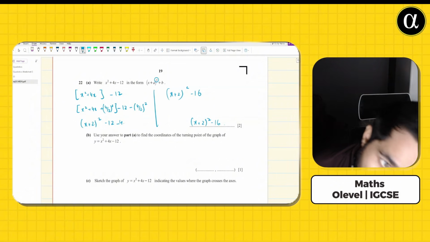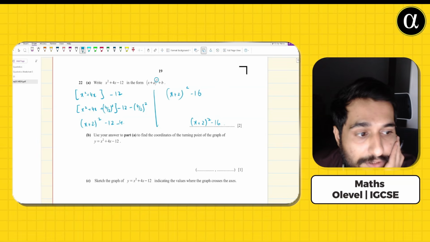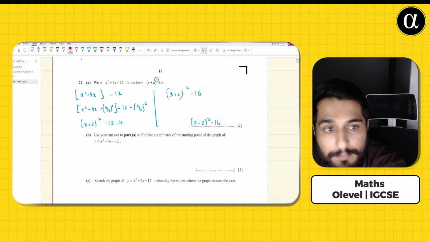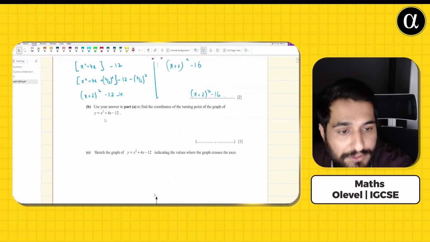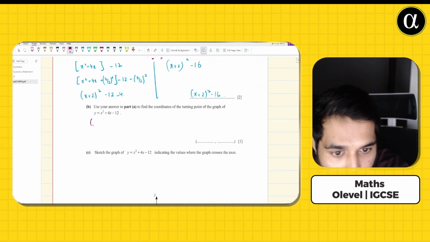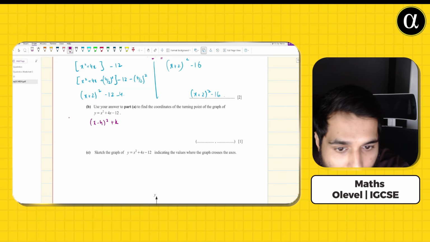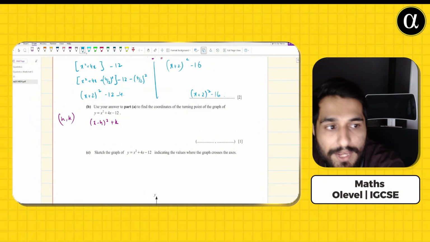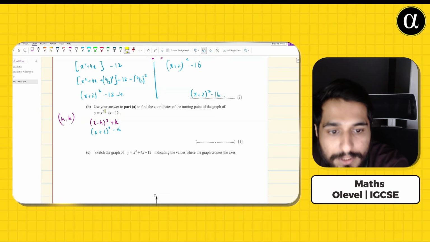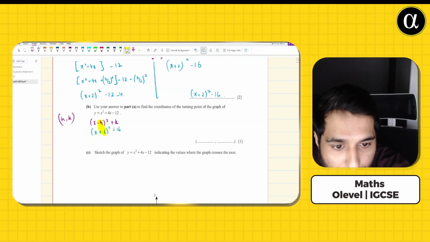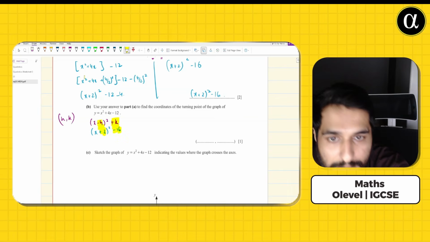Now, it says use your answer to part A to find the coordinates of the turning point. Now, keep in mind the turning point coordinates are the same as these but with the opposite sign. Now, what does that mean? The general format of writing the turning point form is (x minus h) squared plus k, where (h, k) is going to be my turning point. Now, if I compare it with the answer that I have, (x plus 2) squared minus 16, I should know that minus h is equal to plus 2 and k is equal to minus 16.